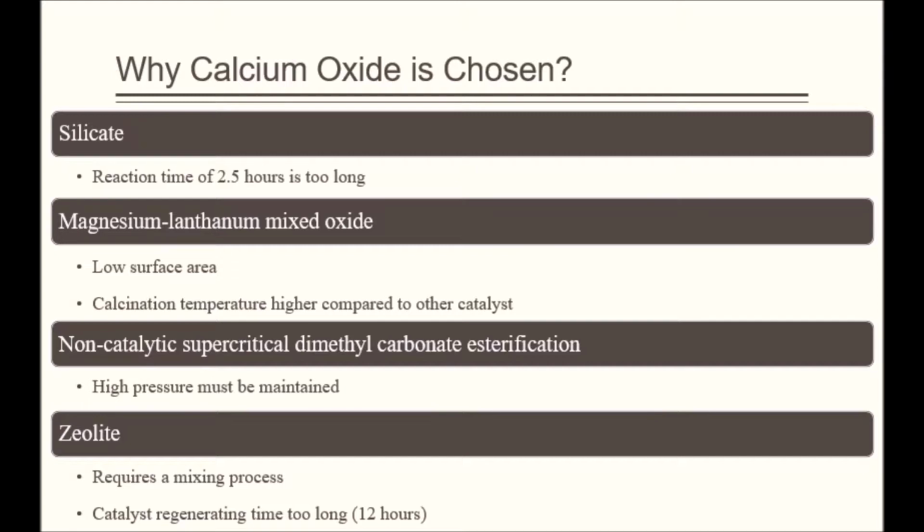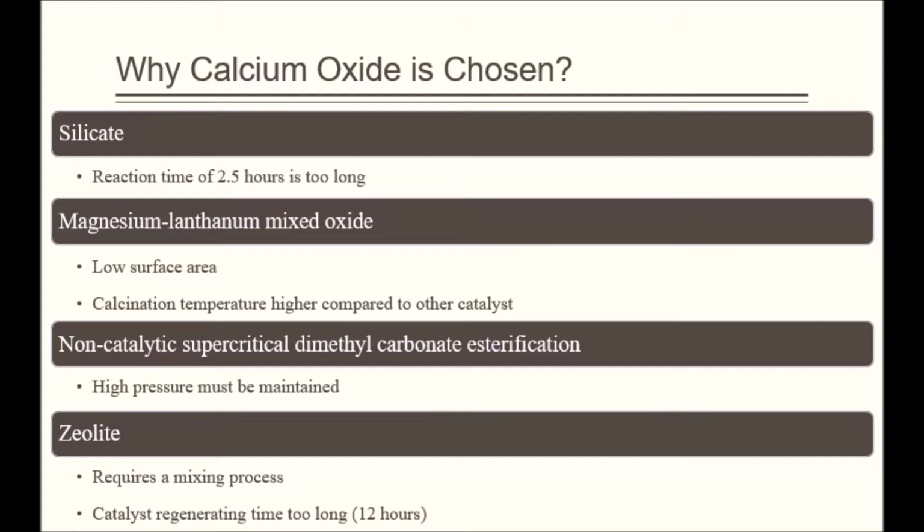Non-catalytic supercritical dimethyl carbonate esterification of glycerol is not chosen because of its parameters. High pressure must be maintained throughout the reaction to maintain the supercritical dimethyl carbonate. This high pressure applied throughout the reaction has high energy consumption, thus leading to high cost.